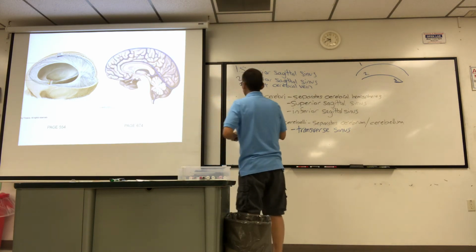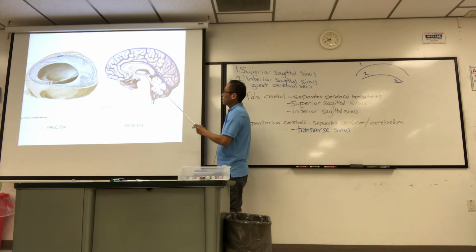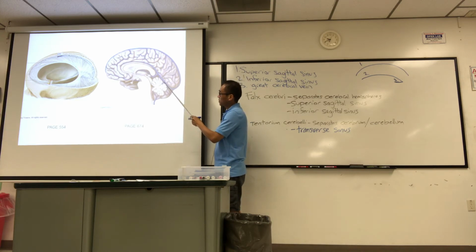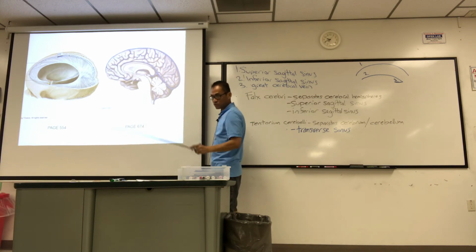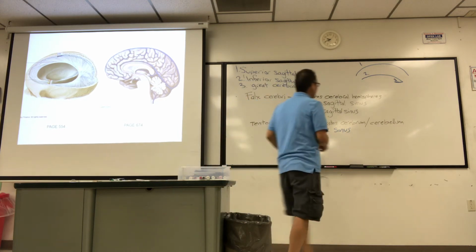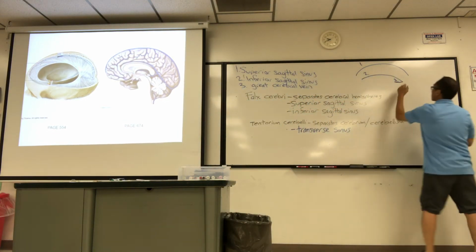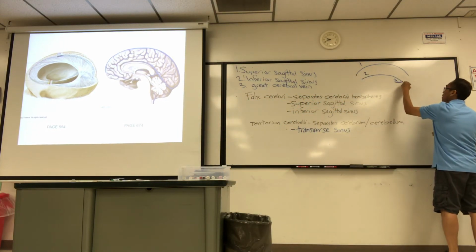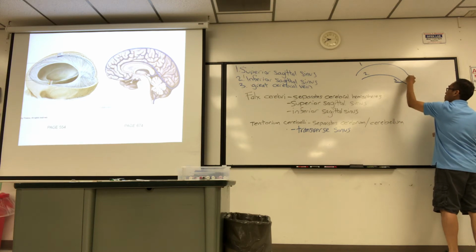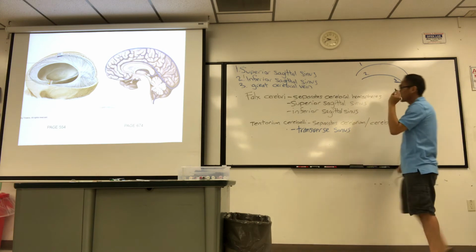Well, anyways, then you have straight sinus right there. Straight sinus. It's going to merge with superior sagittal sinus. So we'll call this number 4, straight sinus.